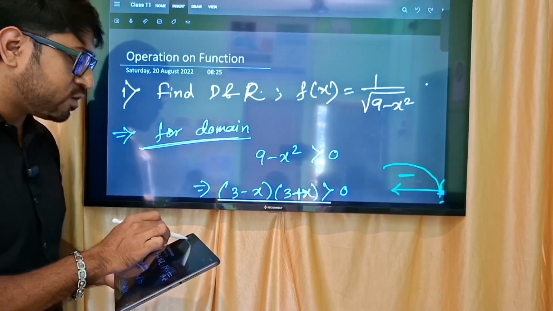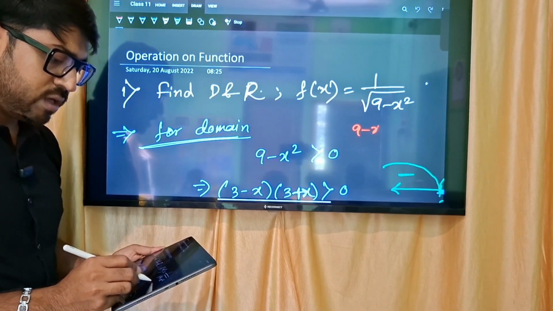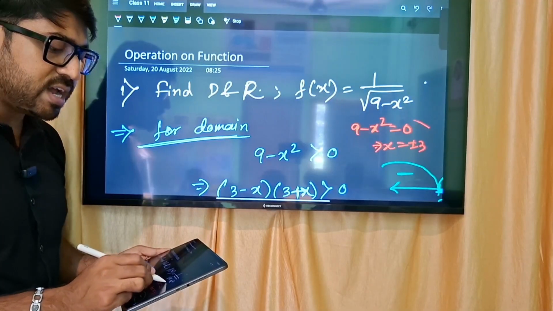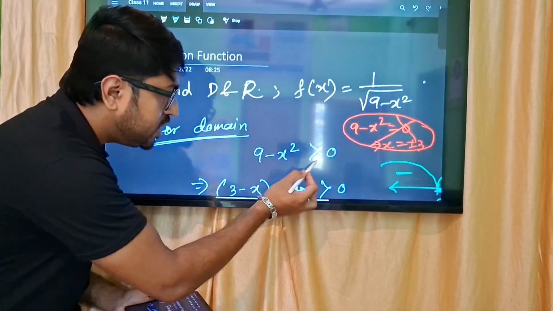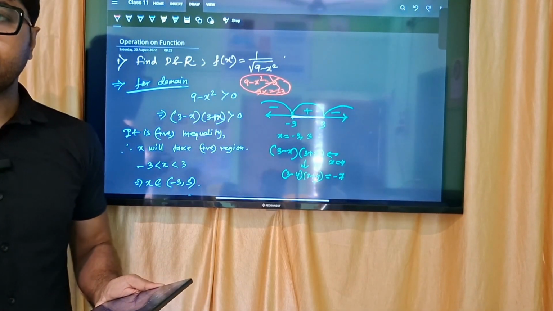Because if you have the equation 9 minus x square is equal to 0, from that you can write x equal to plus minus 3. But in an inequality, this is not true. You cannot do that. So in a quadratic inequality, we use the method of interval to get the value of x.